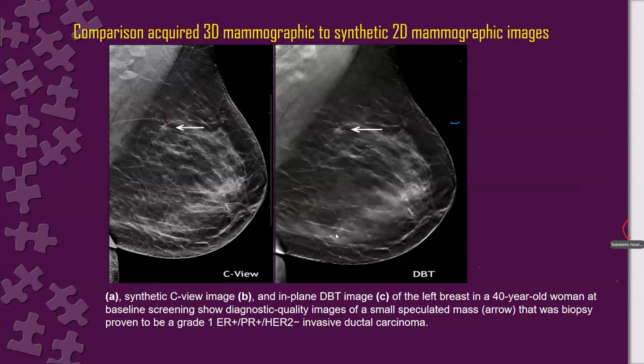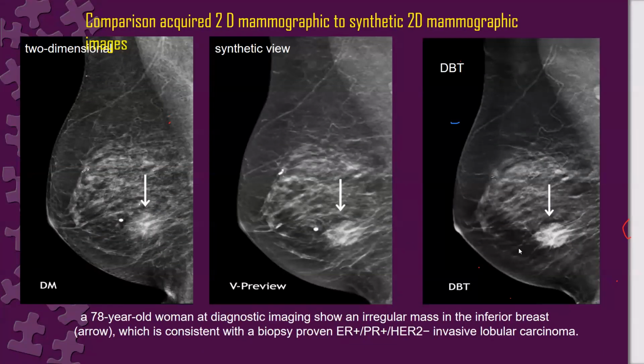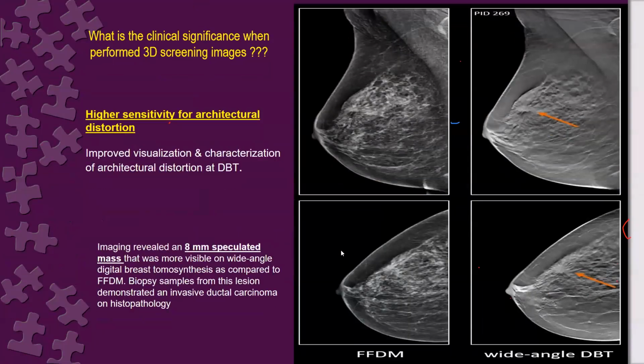Okay, this is 3D or tomosynthesis, and this is the synthesized mammogram. Can you see the image? You see, it has a good image comparable to the tomosynthesis. And these are examples of a tomosynthesis, a synthetic mammogram, and the acquired 2D mammography. This is a lobular carcinoma. You can compare the lesions between the three, and definitely the synthetic image is giving an excellent image of that lesion.